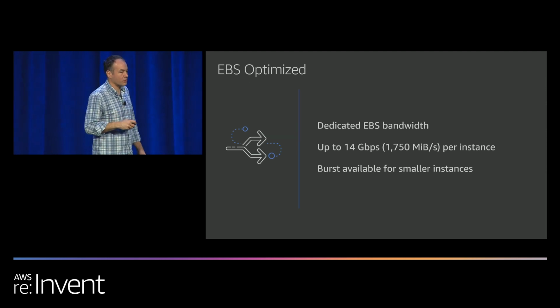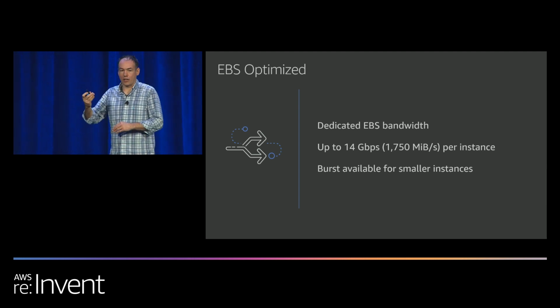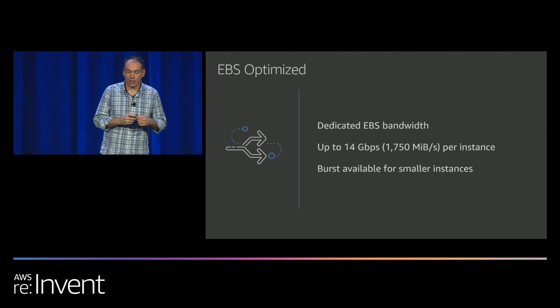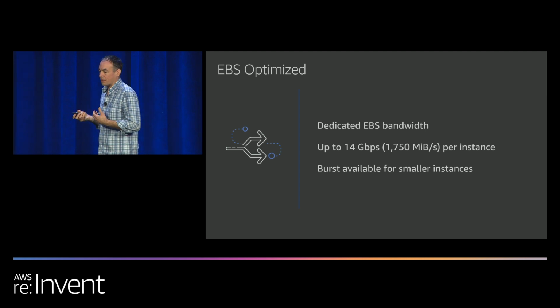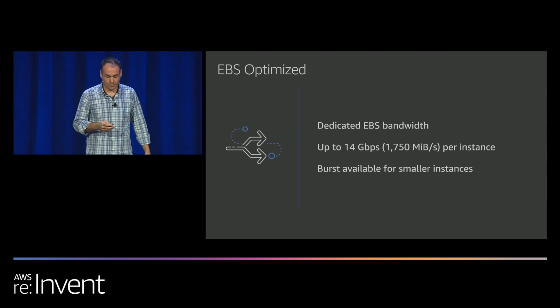And on smaller instances with Nitro, one of the things that we were able to do is provide burst capability so that you can actually burst up to a higher amount for some period of time. And Ashish will go into that later, what those numbers are, giving you the ability to use a smaller instance size, perhaps.